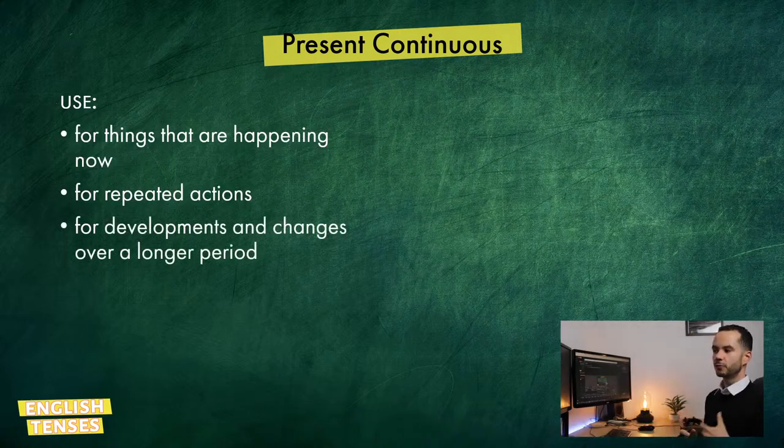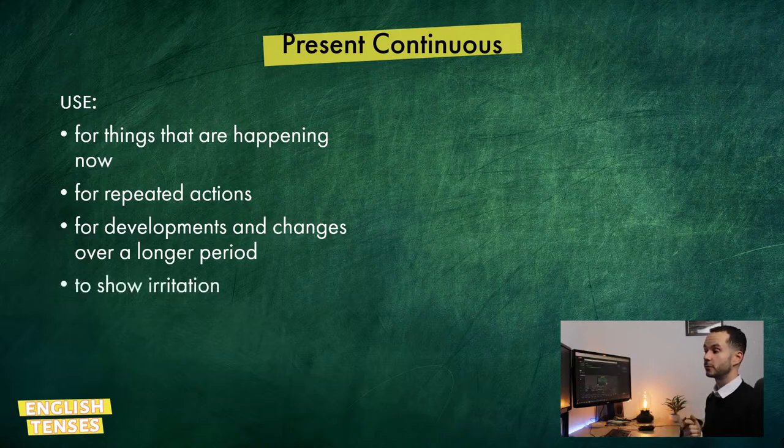And then we can use present continuous for developments and changes over a longer period. Now this sounds weird. How would you use present continuous for developments and changes over a longer period? But as I said, we'll look at an example in a few seconds. And this as well, this is kind of a new idea of present continuous, that we can use it to show irritation.